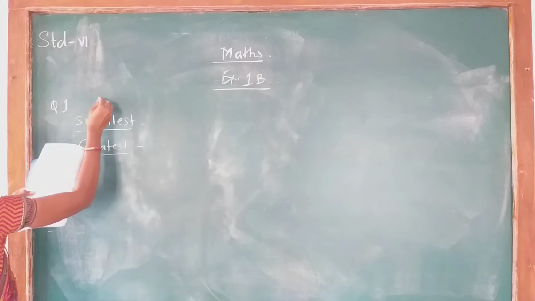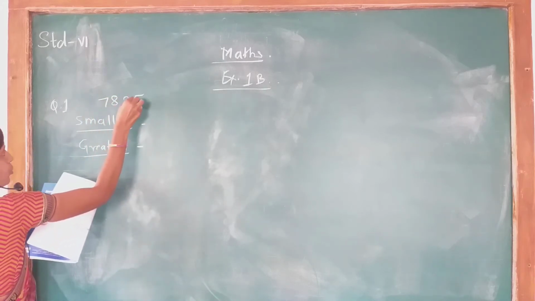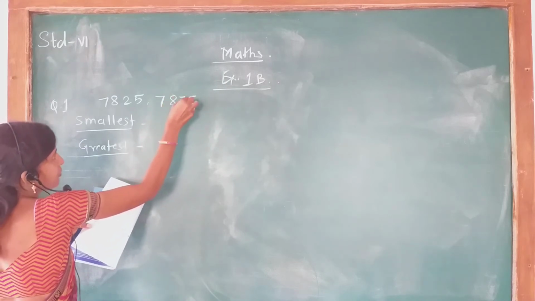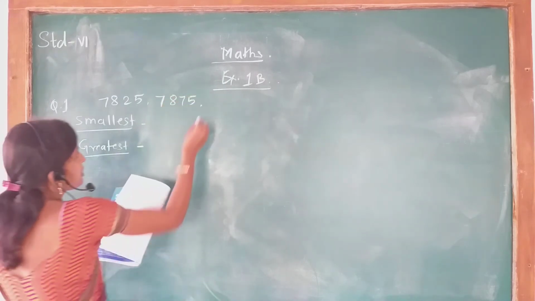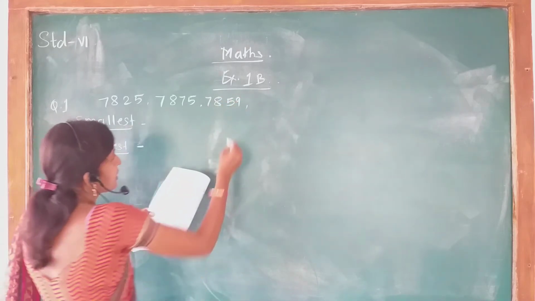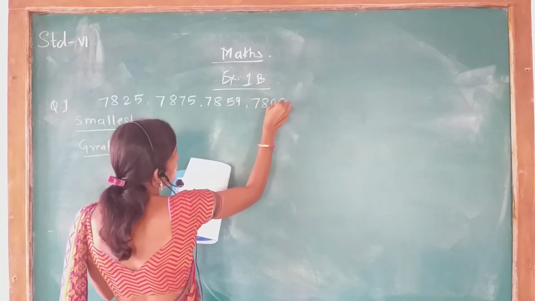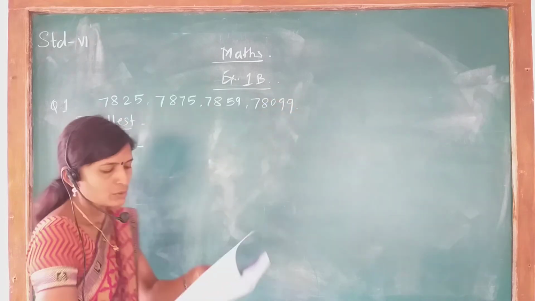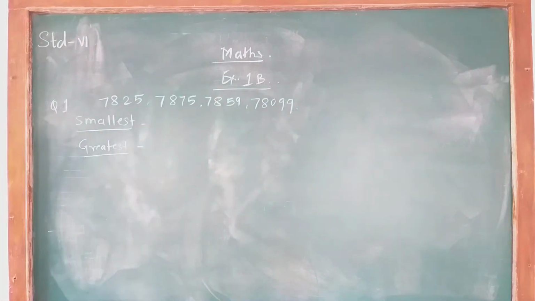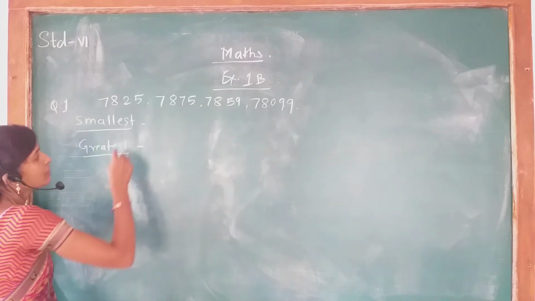What is the question here? 7825. The next one is 7875. Next one 7859. And the last one 78099. Among all these four numbers, you have to decide which is smaller and which is bigger, or greatest.